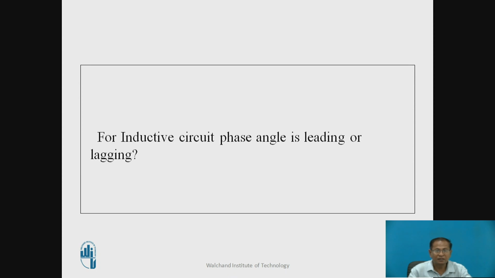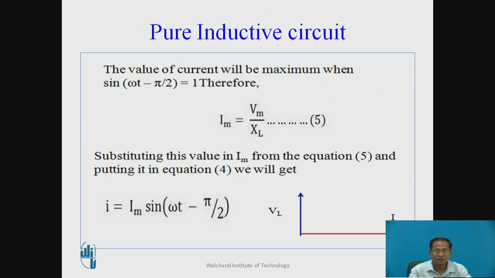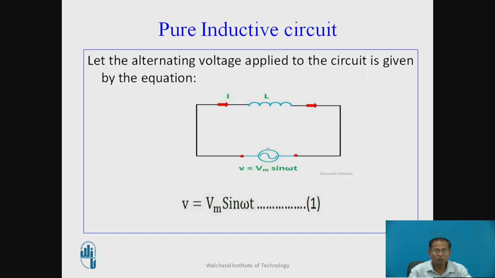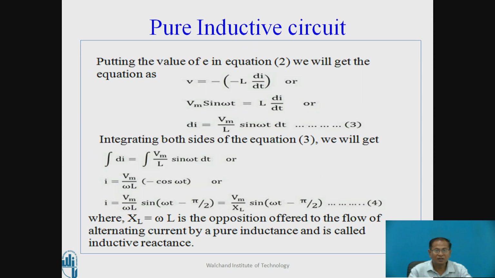For the inductive circuit, is the phase angle leading or lagging? In the inductive circuit, the current equation is I is equal to Im sin omega t minus 90 degree, and the voltage equation is V is equal to Vm sin omega t. Therefore, the current is lagging.